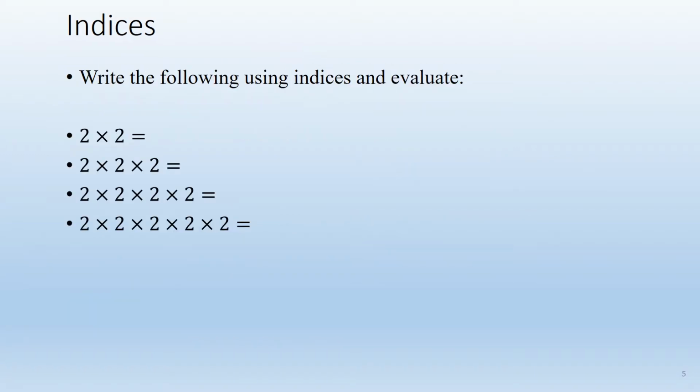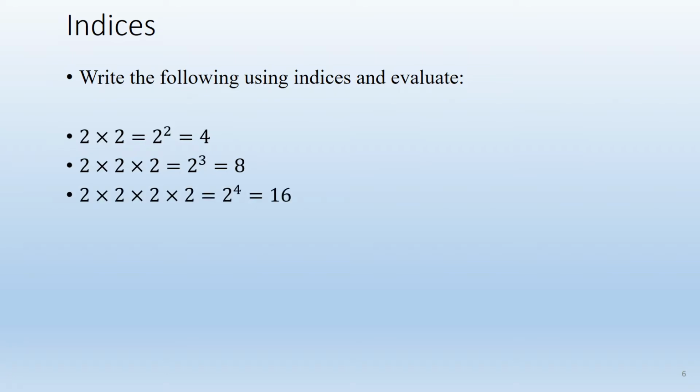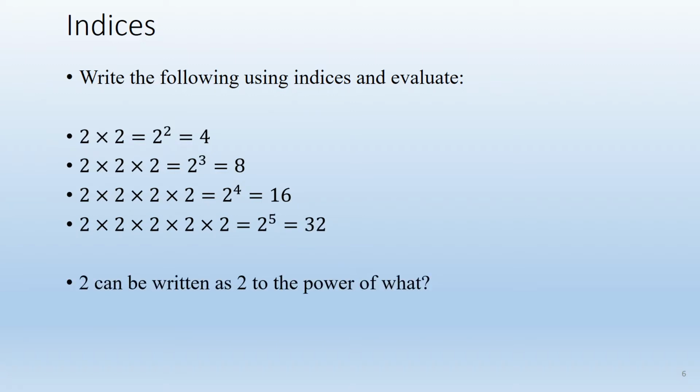Okay, so let's write these numbers as 2 to the power of something. Jot down those answers, pause the video and have a go at writing those. And so we have 2 times 2, which is 2 lots of 2 being multiplied, and of course that works out to be 4. Next one we had 3 lots of 2, so it's 2 to the power of 3, which gives us 8. We have 4 lots of 2 being multiplied to give us 16, and then 5 lots of 2 to give us 32.